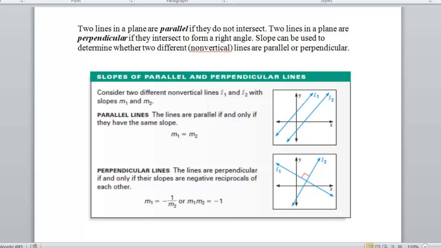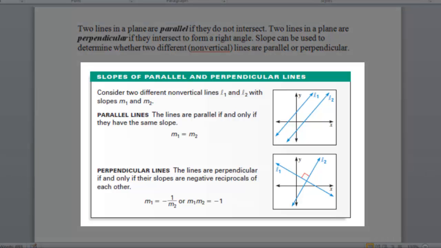And so we have this nice little summary here in the box, and we can see that parallel lines have slope values that are equal, and you can see what that would look like visually, how they would run side by side and never intersect, based off of your geometry definition. So from an algebra definition, we know that the slopes are equal to each other.